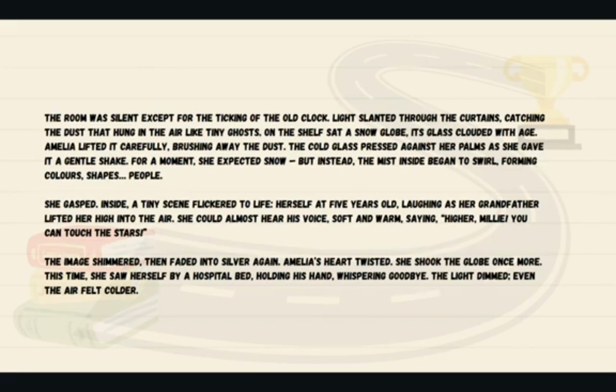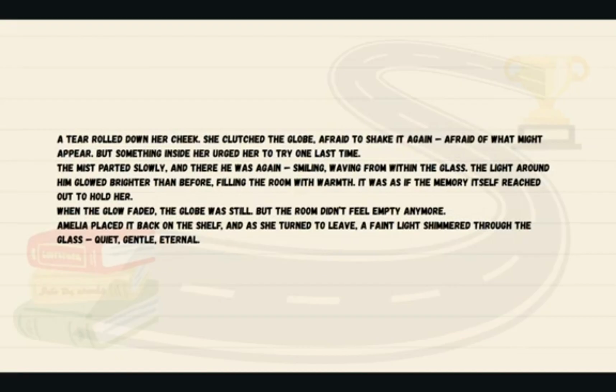This time she saw herself by a hospital bed, holding his hand, whispering goodbye. The light dimmed. Even the air felt colder. A tear rolled down her cheek. She clutched the globe, afraid to shake it again, afraid of what might appear. But something inside her urged her to try one more time.